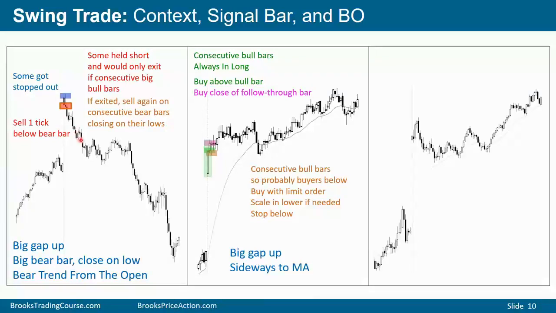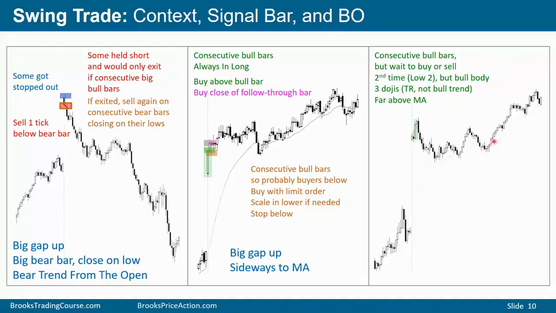Big gap up, bear bars became a trend from the open bear trend. Big gap up, sideways to the moving average, and then the bulls came back. We have consecutive bull bars, and then we had 2, 3, 4 consecutive bear bars closing on their lows. Some bulls would buy that close, confident that the reversal down would lead to a trading range and not a bear trend. However, early on we had 2 dojis, especially one with a bear bar. A lot of bulls don't want to buy that far above the average price. Here's the moving average, hard to see. They'd rather buy the pullback.